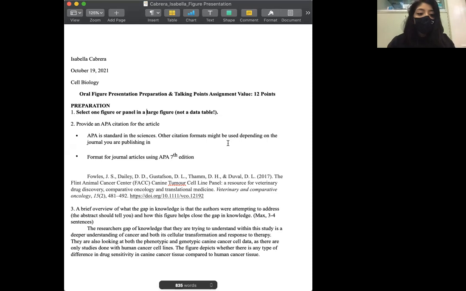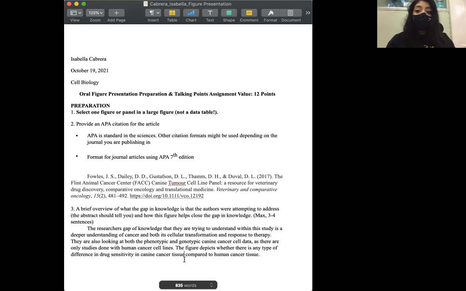So for today, my article was Canine Tumor Cell Line Panel, a resource of drug discovery in comparative oncology and translational medicine. So just a brief overview, the researchers' gap of knowledge in this article is trying to understand cancer and both its cellular formation and response to chemotherapy between both human and canine and how comparative it really is to each other. They're looking at both the phenotypic and genomic values and cell data that there is, since only studies have been done on human cancer cell lines.